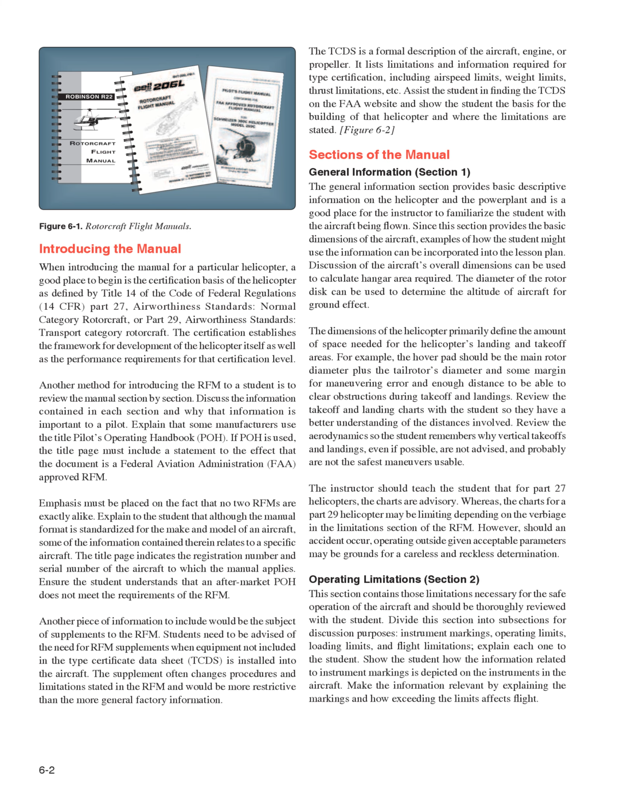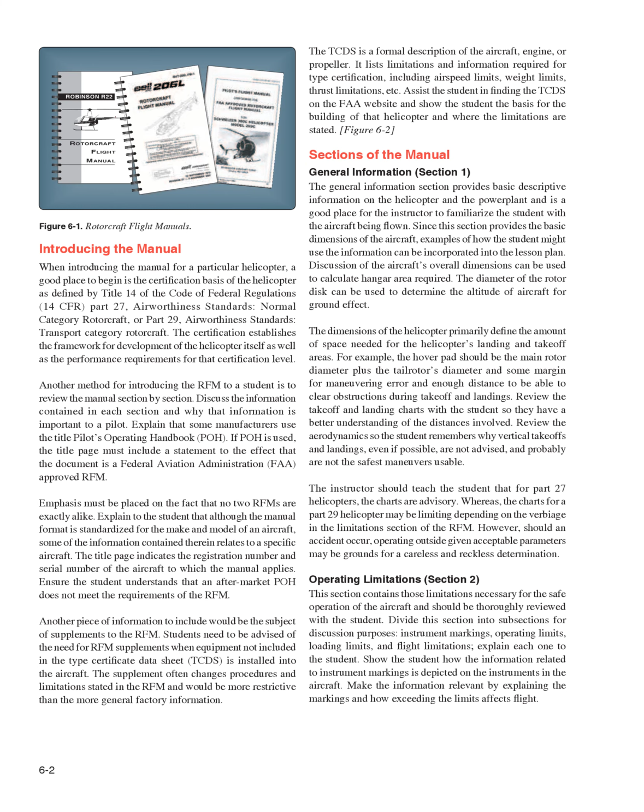Assist the student in finding the TCDS on the FAA website and show the student the basis for the building of that helicopter and where the limitations are stated. Figure 6.2, Sections of the Manual. General Information. Section 1, the General Information section provides basic descriptive information on the helicopter and the power plant and is a good place for the instructor to familiarize the student with the aircraft being flown.